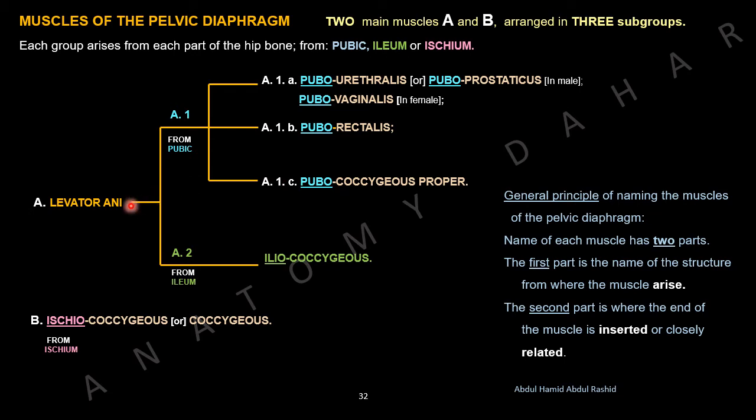The next one, A2, comes from the ilium: iliococcygeus. That means it comes from the ilial part of the hip bone to the coccyx. And the third one is from group B, ischiococcygeus or coccygeus, coming from the ischial spine of the hip bone to the coccyx.